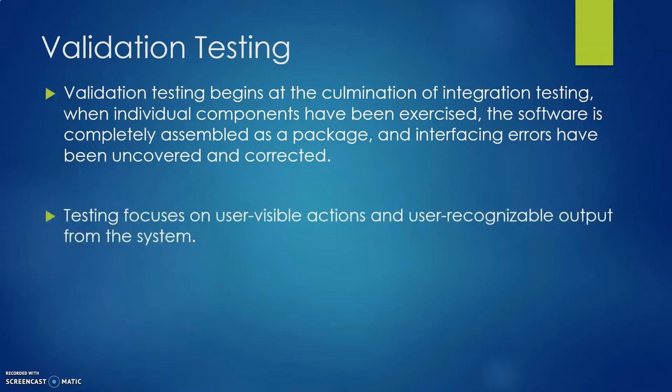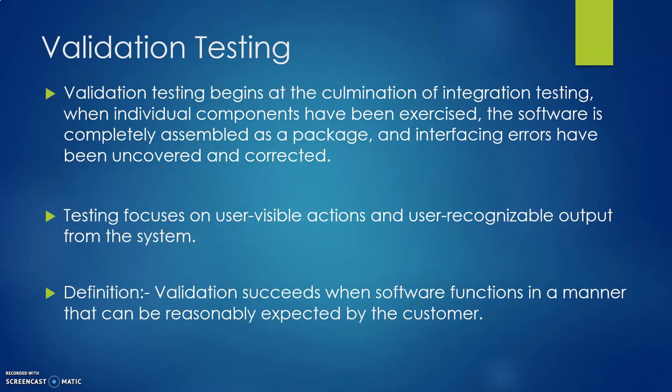Testing focuses on user-visible actions and user-recognizable output from the system. User-visible actions means what inputs the users are giving for testing the software, and user-recognizable output means what the user wants from the system. Now, a simple definition of validation testing: validation succeeds when software functions in a manner that can be reasonably expected by the customer. So it is based completely on customer review.